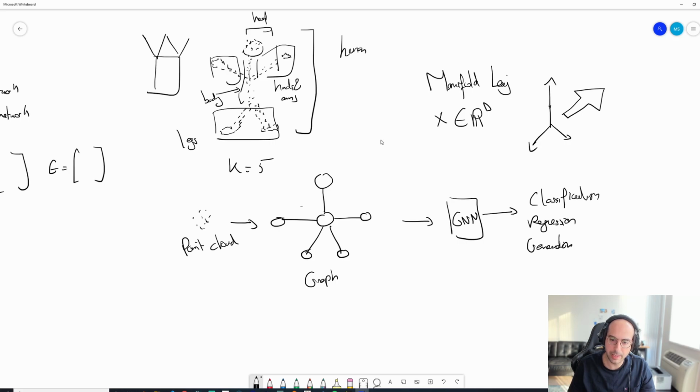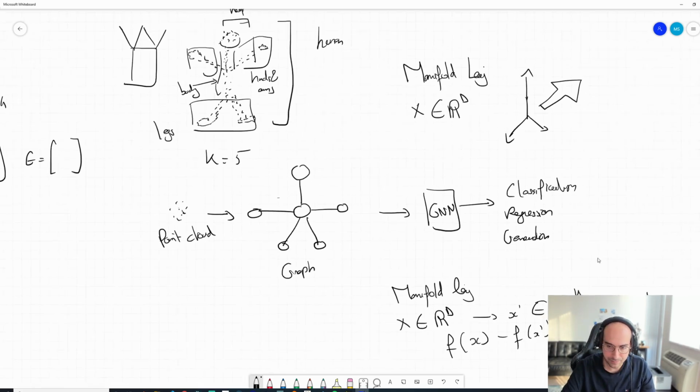So the question behind a lot of manifold learning is basically, instead of having x in R^d, is there also, let's say, an x prime in R^k, where k is much smaller than d, so much lower dimensional, where the difference in, let's say, some sort of classifier f, between f of x minus f of x prime, is less than some epsilon, right?